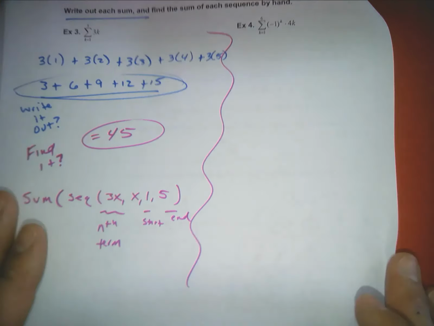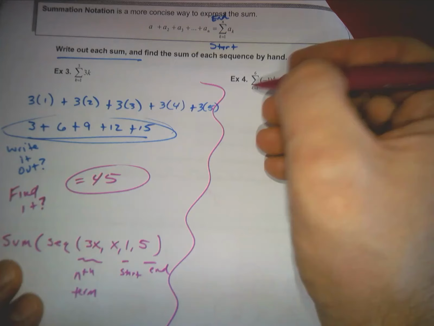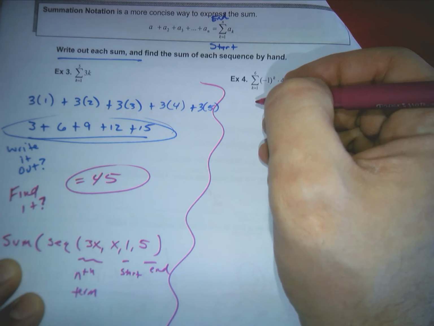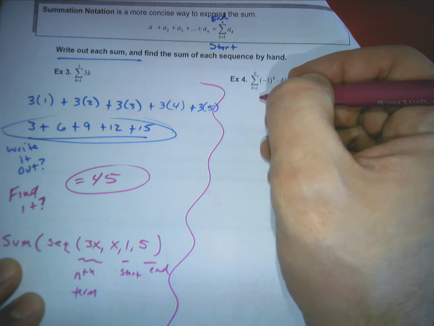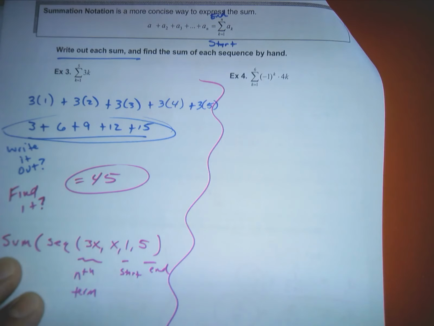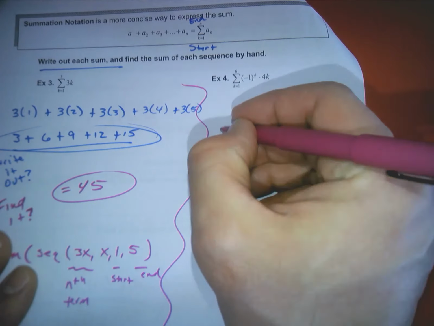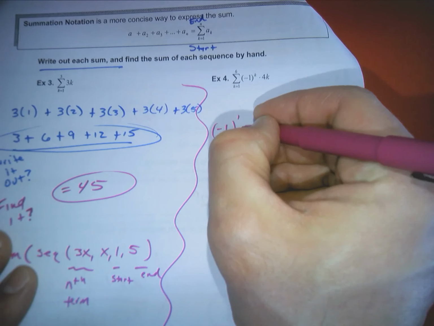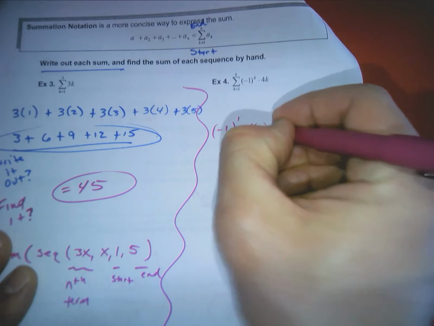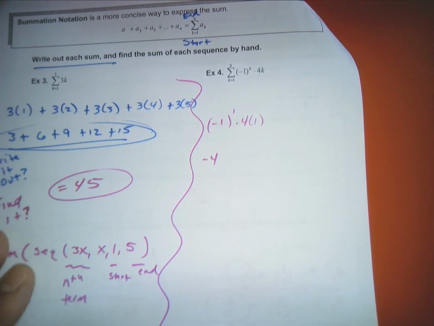Look at that. So write it out. That means we have to plug in. It doesn't always start at 1. It just so happens these two have k equals 1 on the bottom. It could be k equals 2 or k equals 3 on the bottom. And then this goes to 6 this time. So I need to plug in 1. So -1 to the first power, and then 4 times 1. So 4 times -1 is -4.